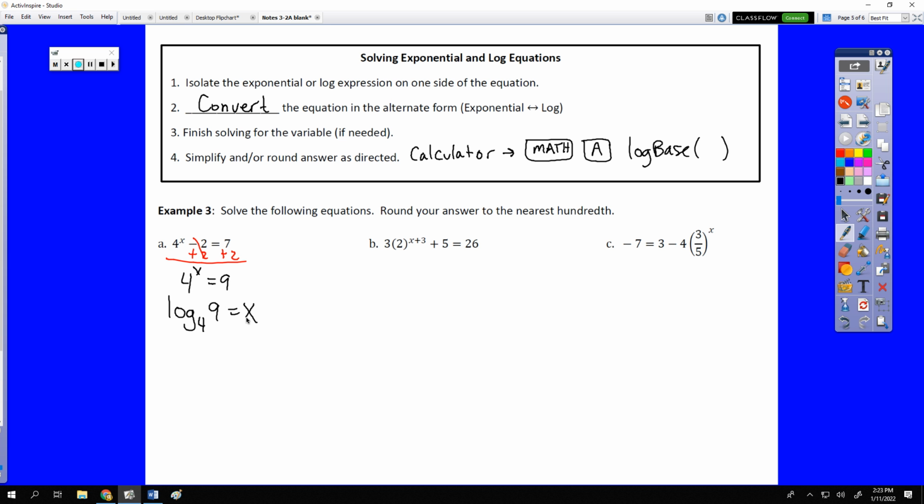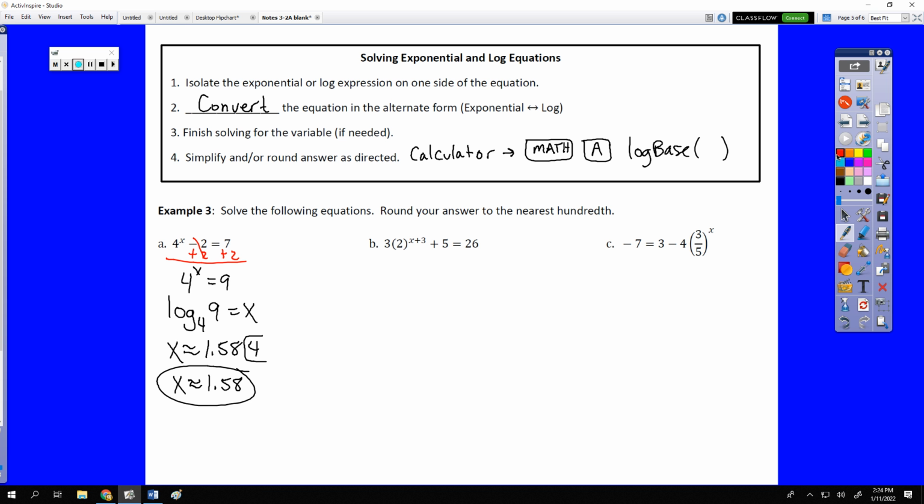And then we're going to feed that to our calculator. So we hit the math button, scroll down to option A, which says log base. You'll notice that gives you the ability to fill in the 4 and the 9 on your calculator. And that gives us a value of x is approximately 1.584. We're told to round to the nearest hundredth, so that 4 would have us rounding our value down to 1.58.